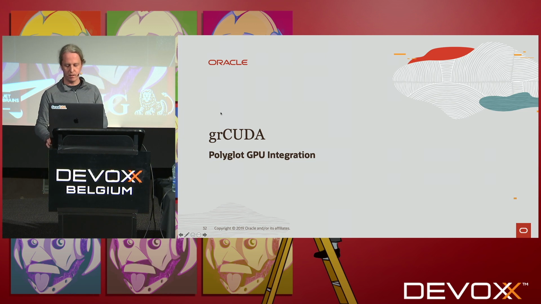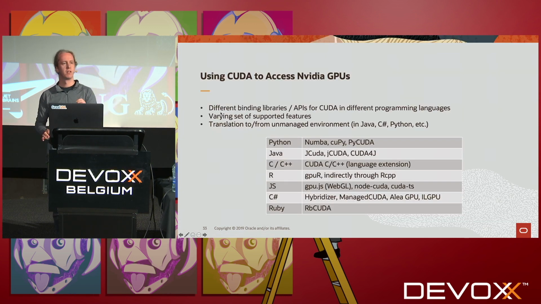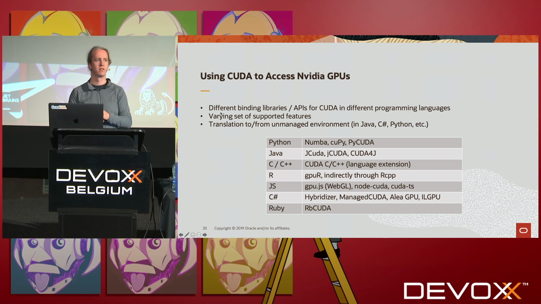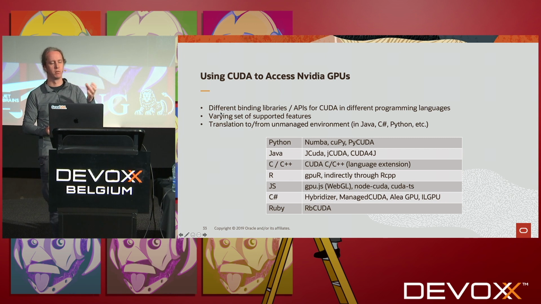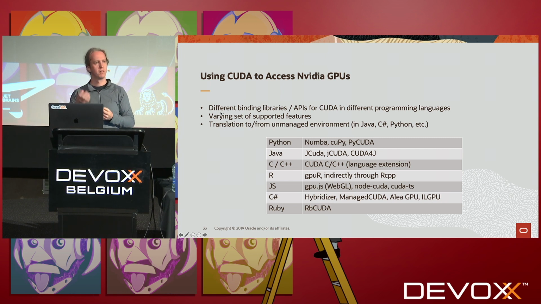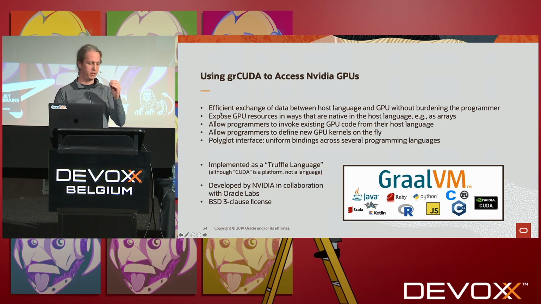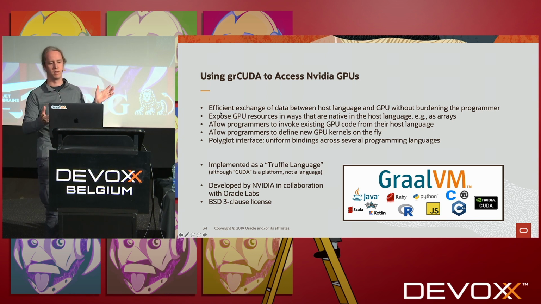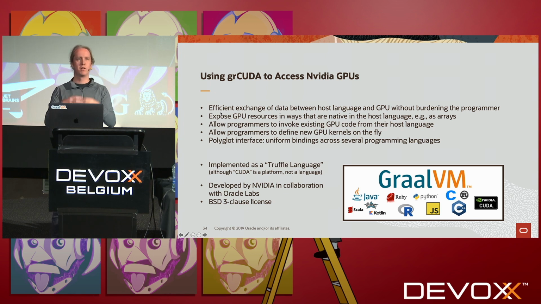But as with many other things, the problem is that every language has different bindings for your GPU libraries. And it's the same for CUDA. For most of the popular languages, you actually have several different bindings for CUDA with different sets of supported features, different approaches. The main thing these bindings need to solve is this translation between your managed environment, like in Python or Java, and the unmanaged CUDA C++ environment. And that's what GraalCUDA is trying to solve. Its goal is to have efficient exchange of data between your host language, like Python or Java or any of the other languages on GraalVM, and the GPU without burdening the programmers.